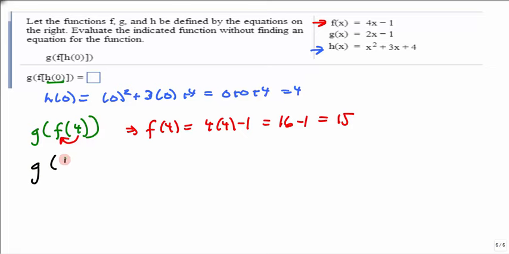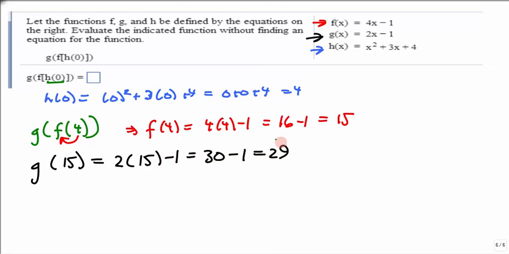Now I take the value of 15 and plug it into g. Again, it's important that you do these in the correct order. You don't do them alphabetically, you do them in the order given. You work on the inside, so I'd plug it into h, get my answer, plug it into f, get my answer, plug that answer into g. So here I have 2 times 15 minus 1. 2 times 15 is 30. 30 minus 1 is 29. So again, order matters here. You have to be really careful that you run through these in the correct order.